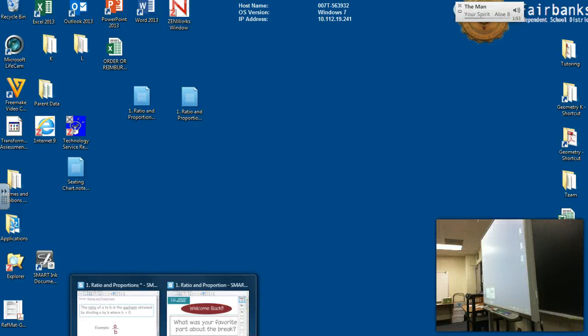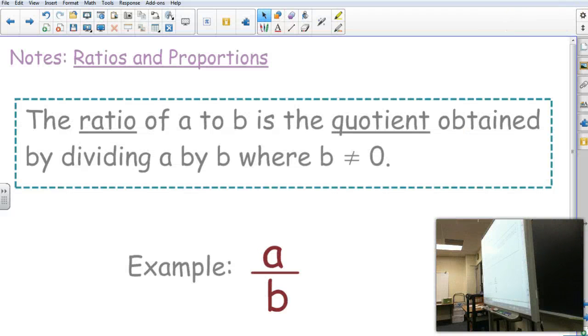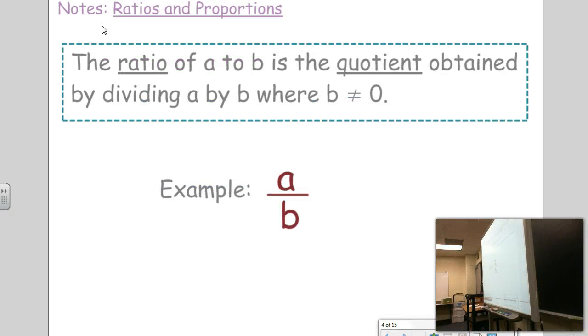What else do you think of when you hear of ratio? Comparison. Yeah, very good. So fraction and comparison. So you were able to fill in the blanks. The ratio of A to B is the quotient. Whoa, that's a big word. What does quotient mean? Division. Very nice. That deserves 2 equal.